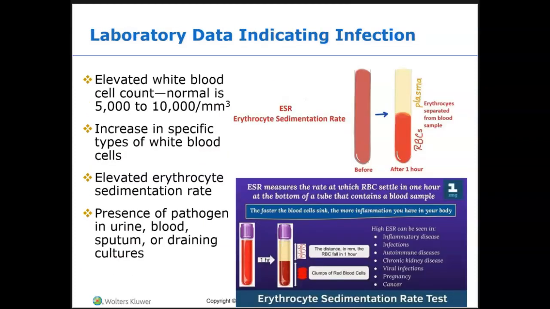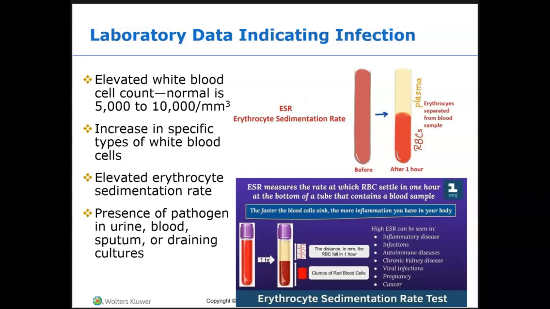An elevation in white blood cell count on a laboratory report can be a sign of a systemic infection. Please see the book again for laboratory data indicating an infection for the different types based on the white blood cell elevation, right? So again, we just talked about it. Different types of white blood cells get elevated with different types of infections or exposures. Please know those. You will see them on NCLEX, HESI, and your exams.